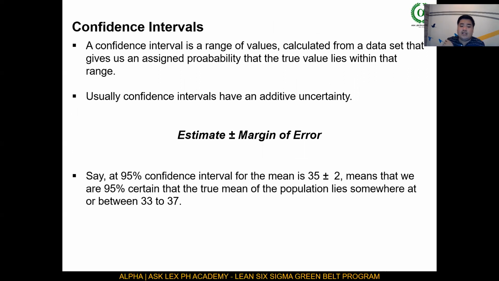Now, let's talk a little bit about confidence intervals. So what is a confidence interval? A confidence interval is a range of values calculated from a data set that gives us an assigned probability that the true value lies within that range.